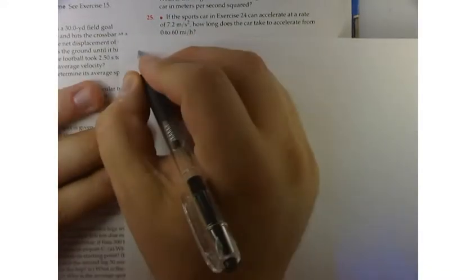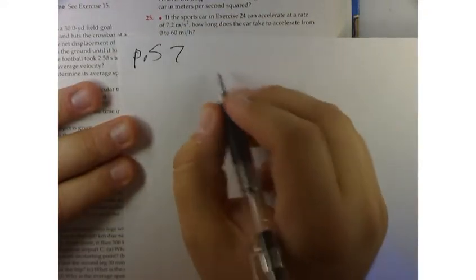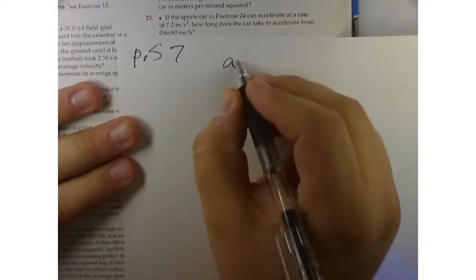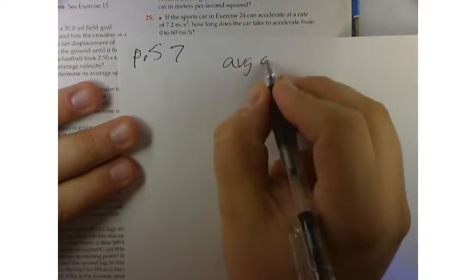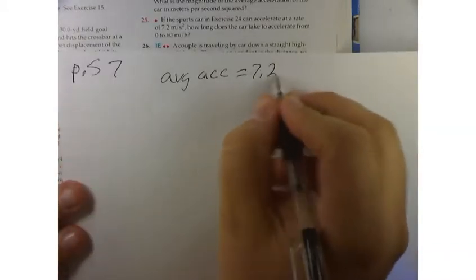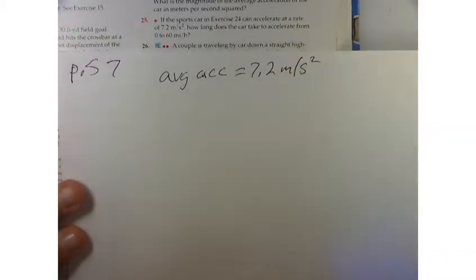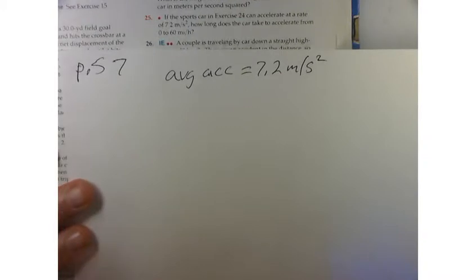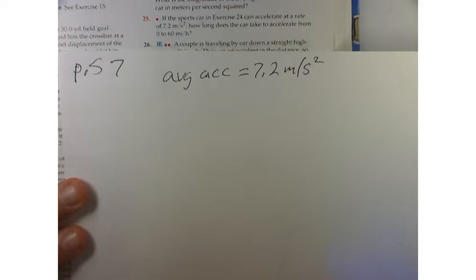So on page 57, the formula, let's read problem number 25. It says, if a sports car in exercise 24 can accelerate at a rate of 7.2 meters per second. So I'm going to say the average acceleration is equal to 7.2 meters per second squared. So I stopped right there in the middle of the problem, and it says, how long does it take to go from 0 to 60?